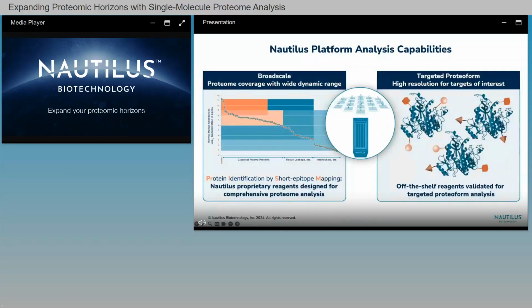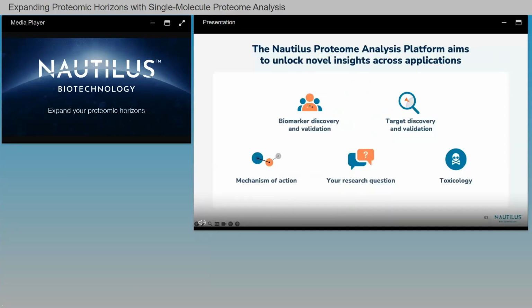As we've discussed today, the Nautilus platform has two very exciting modes of operation: a broad scale mode aimed to measure the width and depth of the proteome, and then a targeted mode that is intended to provide an incredibly high resolution view into specific targets of interest in specific biology. We anticipate that this will unlock tremendous insight across a number of applications, ranging from mechanism of action studies, such as we discussed with tau, as well as opening up opportunities in biomarker discovery, validation, target discovery, and more.